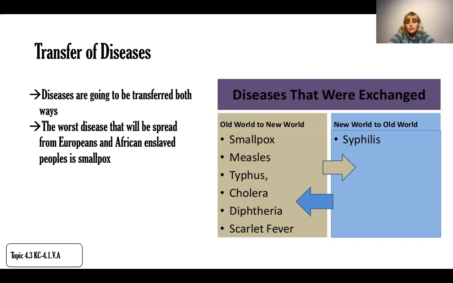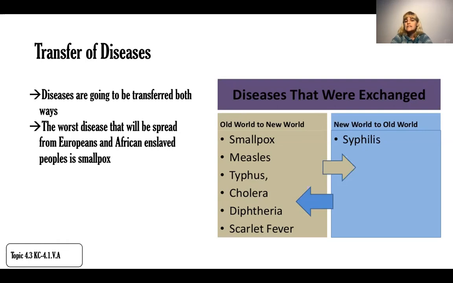Okay, so diseases that are exchanged. Again, it's super weird to talk about diseases when we're living in a global pandemic, but here we are. Diseases are going to be transferred both ways. So you're going to see diseases leaving Europe and traveling across the Atlantic Ocean and killing huge amounts of Amerindians, okay? But you're also going to see diseases that were native to the New World that will be spread in Europe. Now, I don't want you to get the idea that this is a fair trade, and I'm going to tell you why in just a second.